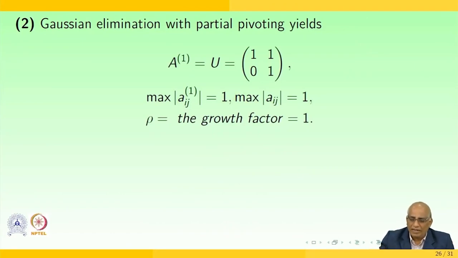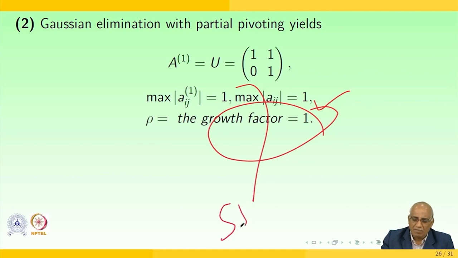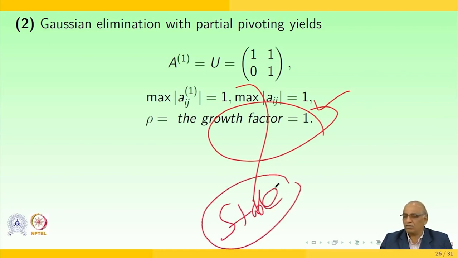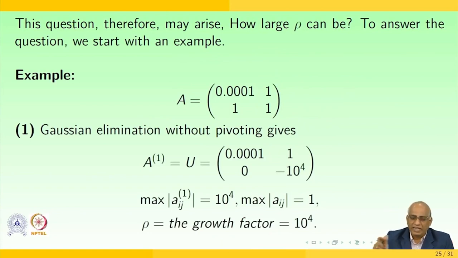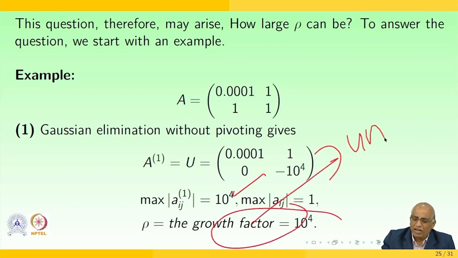So for this matrix, the maximum of A1ij is 1, the maximum of Aij is 1, so the growth factor is 1, and therefore it is stable. In the other case, you see the maximum of Aij is 10 power 4, the growth factor is 10 power 4, so it becomes unstable.